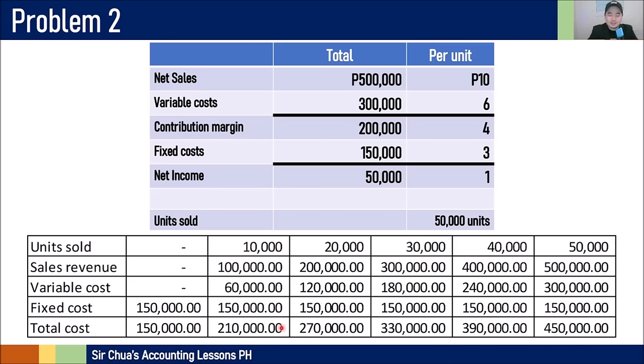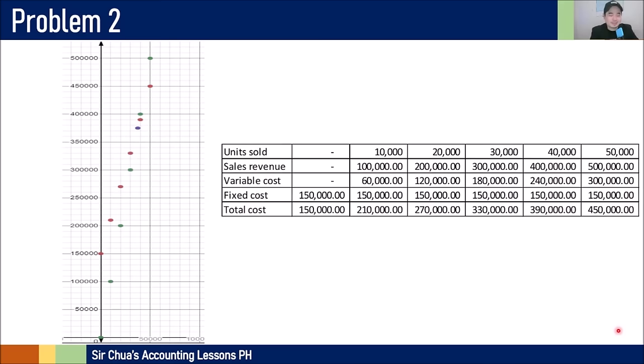Gawin nyo rin po yung system na yan, hanggang 20, 30, 40, hanggang 50,000 units. Okay? Hanggang sa mabuo mo yung sales, variable cost, fixed cost, and total cost up to 50,000 units. Kasi po, yan na po yung gagamitin nating information para makagawa ng plotting ng points sa inyong Cartesian plane. Ulitin lang po natin. Sabi po natin ang nasa x-axis is the number of units sold and yung nasa y-axis naman po natin is yung ating pong sales prices and cost prices.